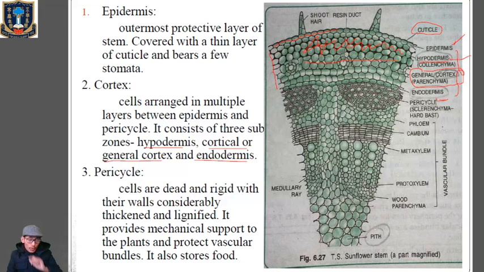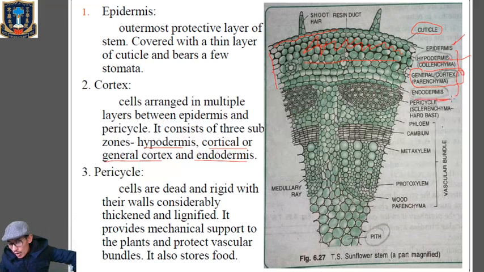Now the function of this general cortex or the cortical is to store the food and other materials and to provide the rigidity, the stiffness to the stem. Now the third layer or the third subzone of the cortex is the endodermis. It is just a single layer of cells, and it is the innermost layer of the cortex. When we look into the endodermis, there are no intercellular spaces, and it is made up of barrel type of cells. This endodermis used to store the starch, so it's also called the starch sheath.